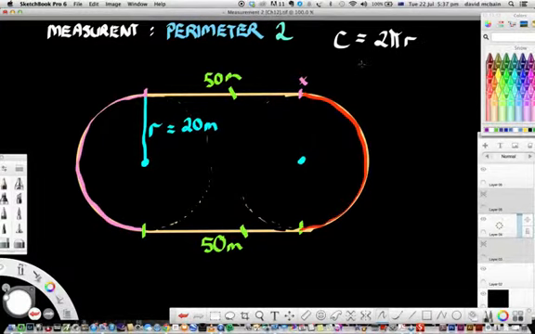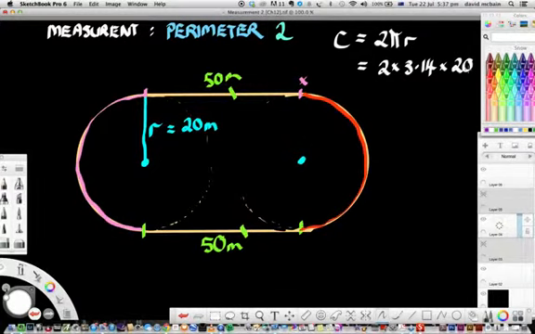and in this case it's going to be 2 times 3.14, which is our approximated value of pi, times r. In this case r is 20, so it's going to be times 20.